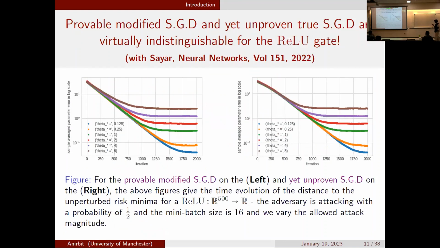For example, you can do a side-by-side comparison of actual stochastic gradient descent on the right-hand side and our modified stochastic gradient descent on the left-hand side. So in this particular diagram, the probability of attack on the labels is kept constant, and I'm varying the magnitude of the attack. So clearly the blue line is when no attack is happening, so true labels are being received by the algorithm. And then I'm slowly increasing the attack from blue to red. Similarly on both sides.